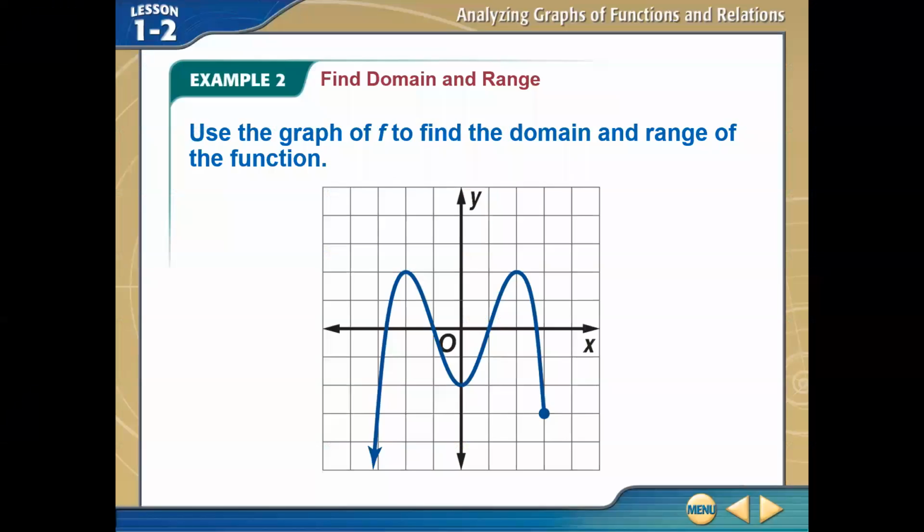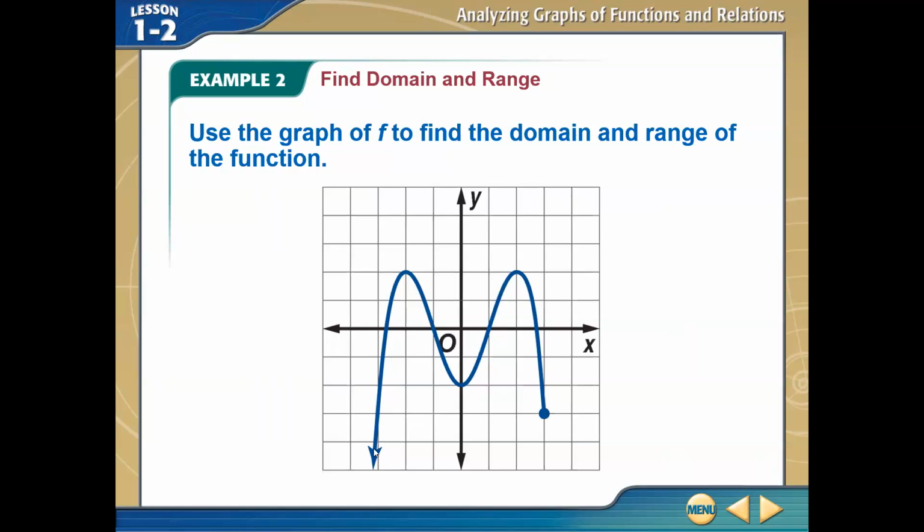Okay, so here it wants us to use the graph to find our domain and range. Key things when it's asking you to use a graph is you want to pay attention to make sure that the graph is wholly consistent. Sometimes they'll put a circle in there that shows it could be what's known as a jump discontinuity. So we want to make sure our graph is continuous.